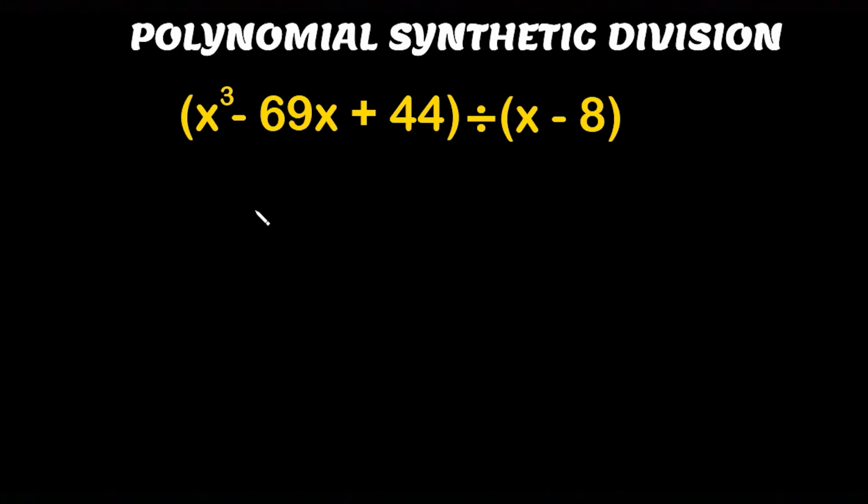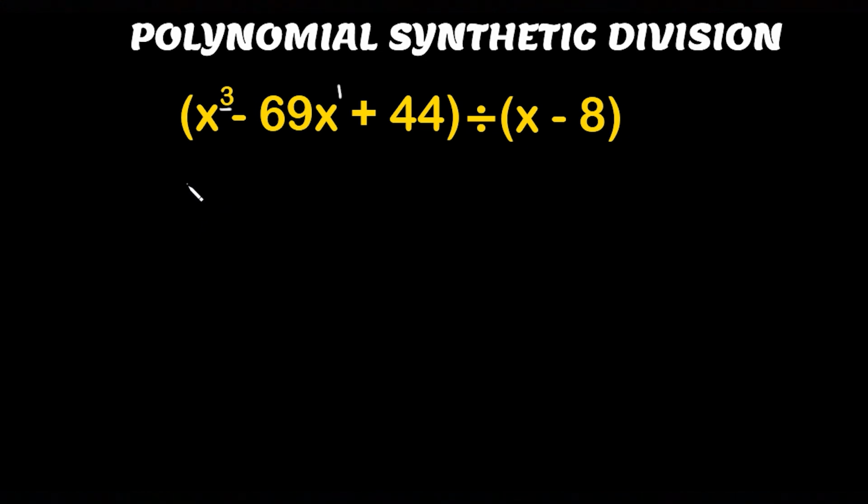So here's our next problem. First step, is your dividend missing any powers? In this one, I am missing a power. I go from x to the third power right to x to the first power, and then my constant right here, which is really x to the 0 power. I'm missing that x squared, okay? So I have to include a 0 for that.